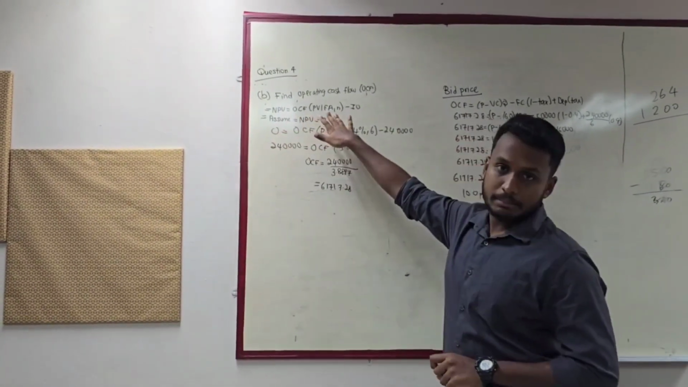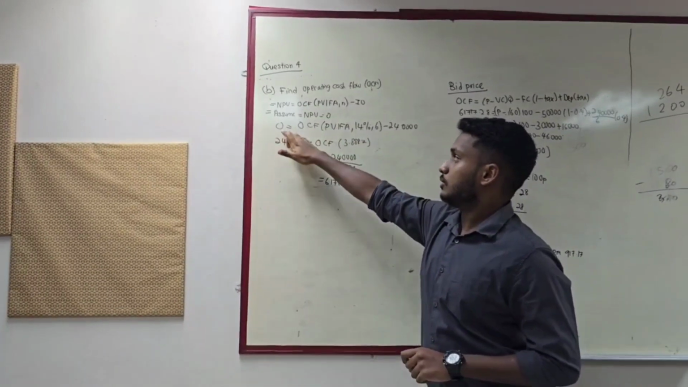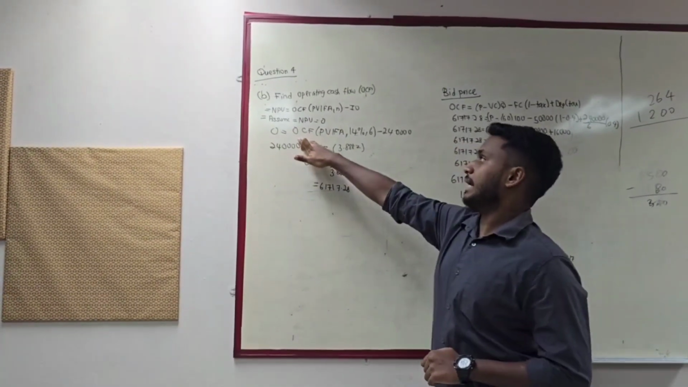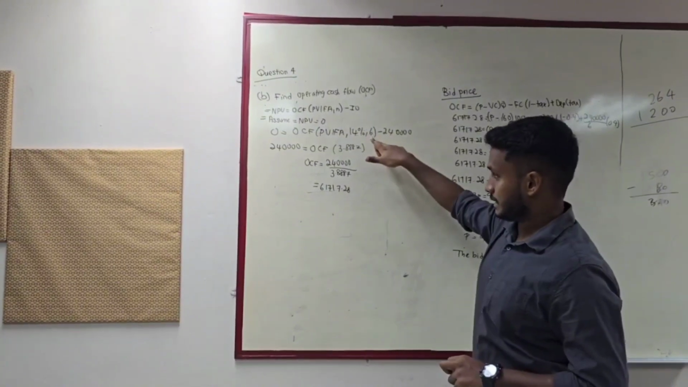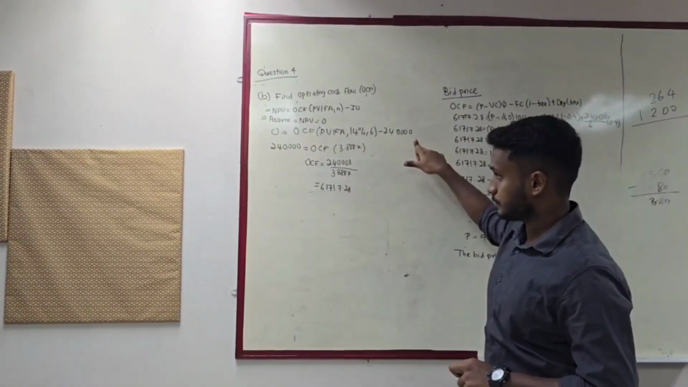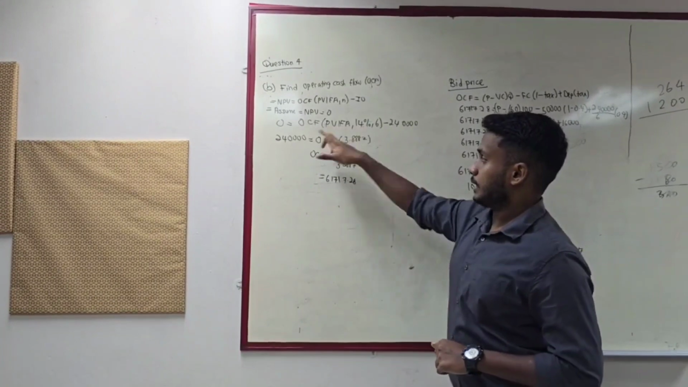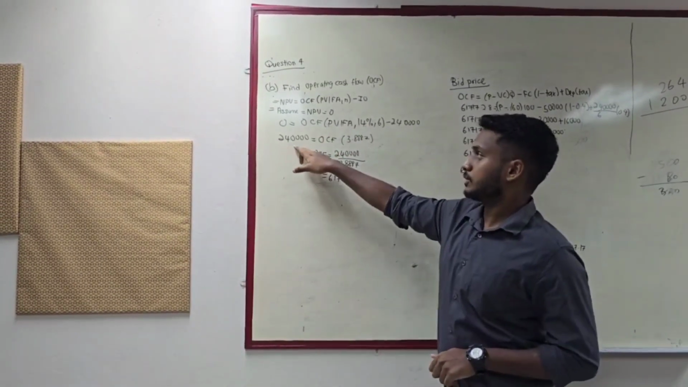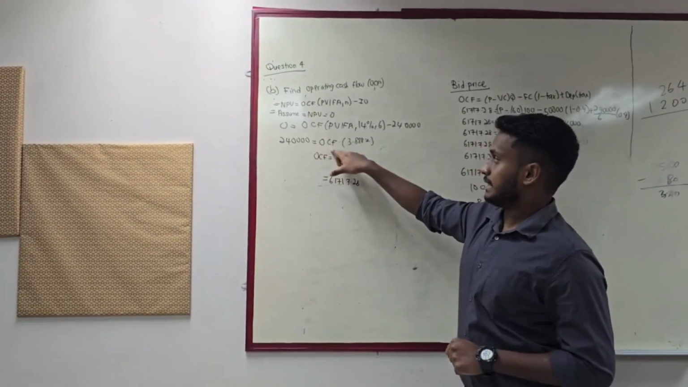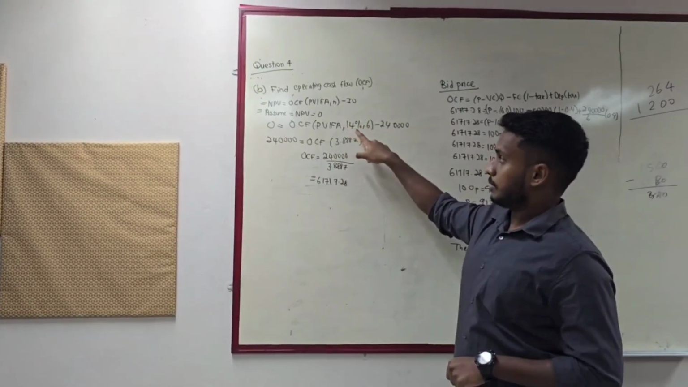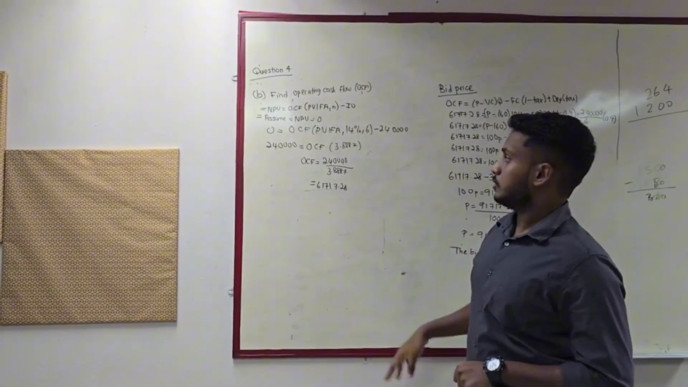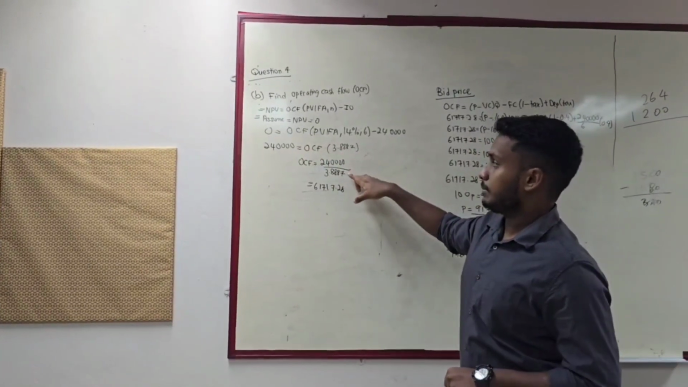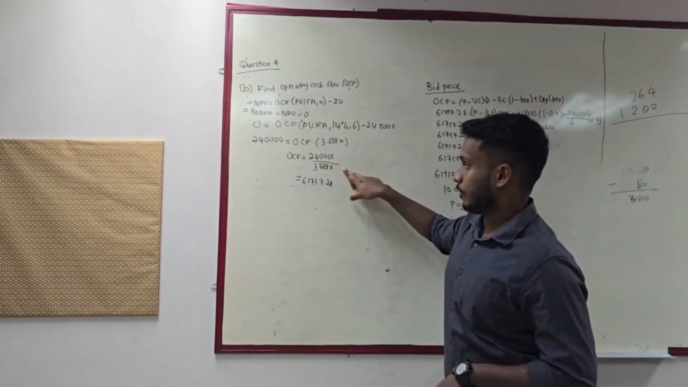So assume NPV is 0. So 0 equals OCF times PVIFA 14%, 6, minus 24000. So when we move here, it becomes 24000 equals OCF times the PVIFA. When we look at the PVIFA table, it will be 3.8887. So when we move here, it becomes divide.